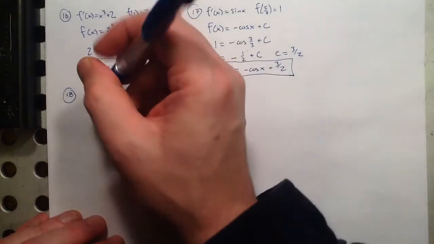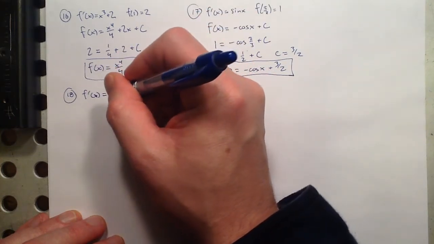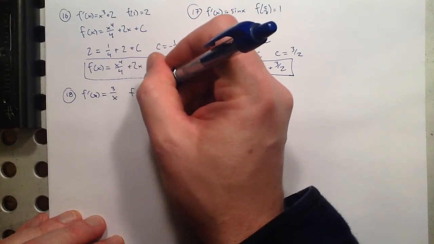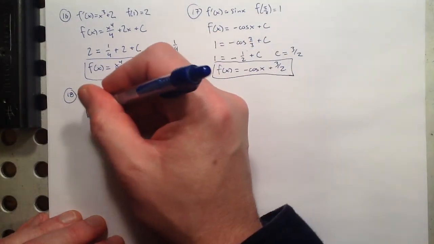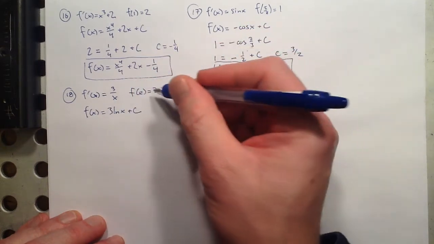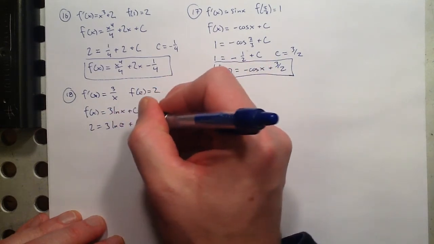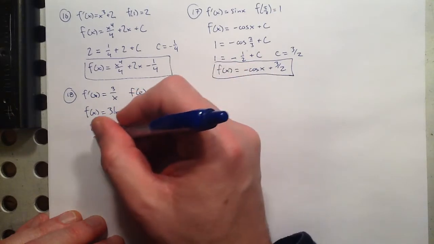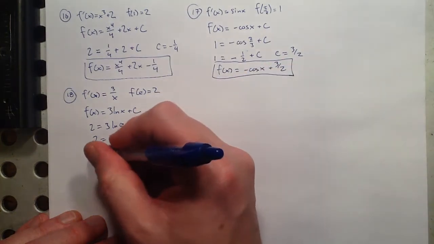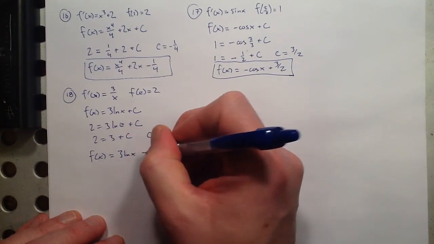Number 18, f prime of x is equal to 3 over x, and f of e is equal to 2. So the antiderivative of this is 3 natural log x plus c. We've got this point, 2 equals 3 natural log e plus c. Natural log of e is 1. 2 equals 3 plus c, so c is equal to -1. And that means the function we're looking for is 3 natural log x minus 1.